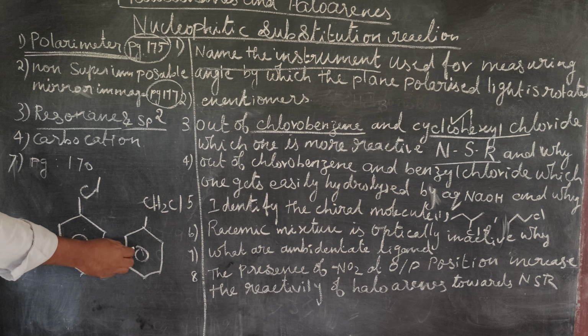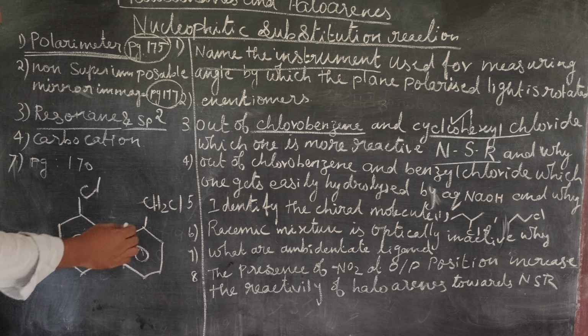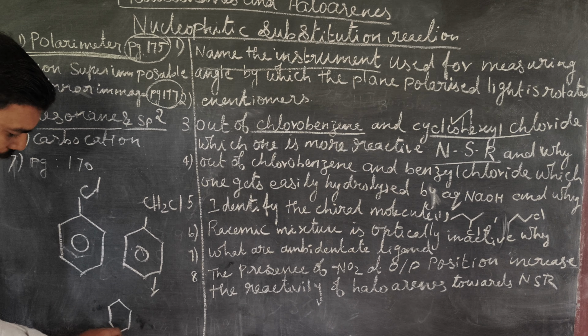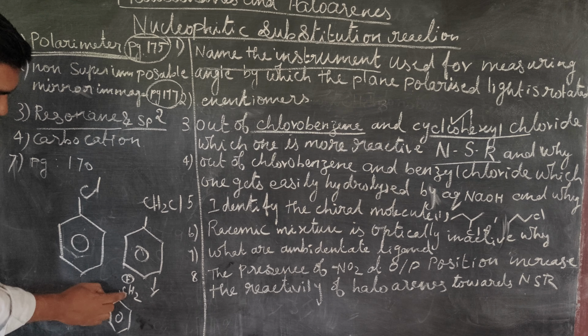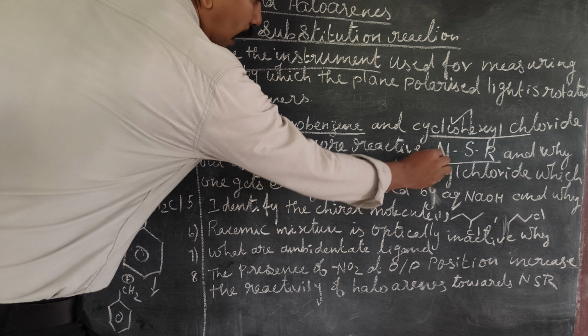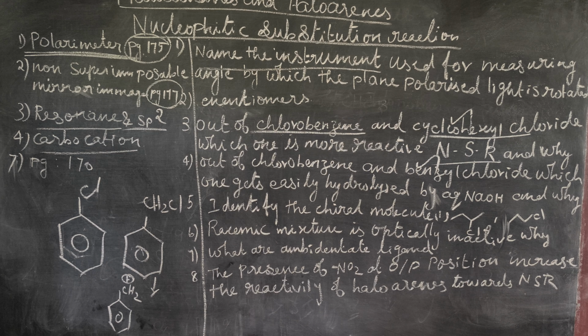But this is benzyl chloride. It forms the benzyl cation, which has high stability, so it is from the carbocation. So benzyl chloride is highly reactive with aqueous sodium hydroxide. Then the next question: identify the chiral molecules.